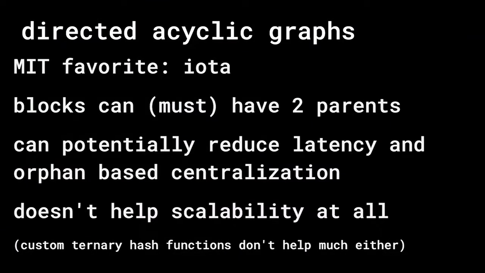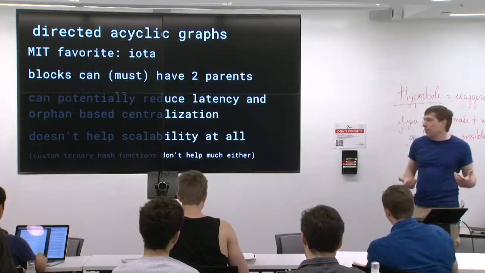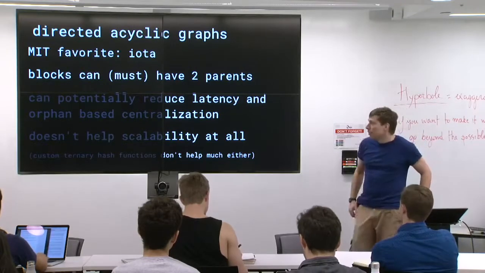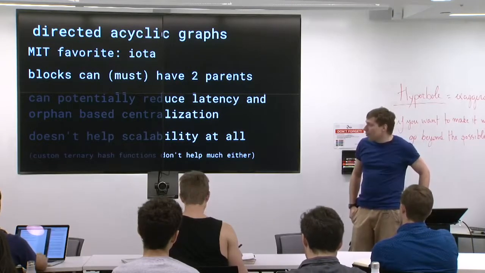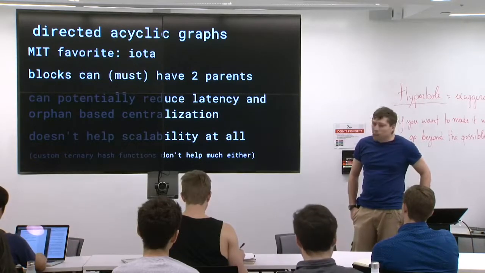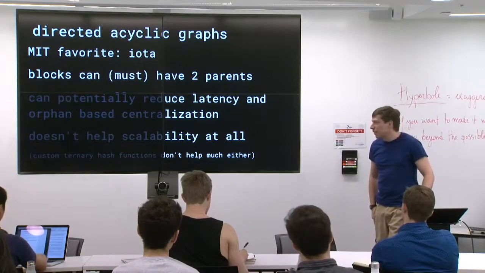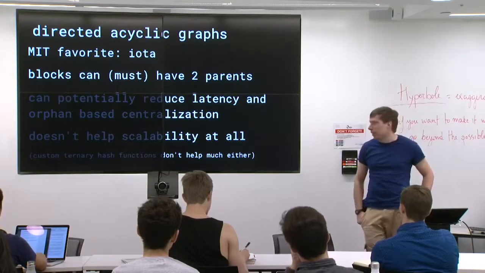And in the case of IOTA, their custom ternary hash functions also don't help much either. So that was sort of what we wrote about last year. They made all their own weird stuff. I don't know. So there are interesting ideas in directed acyclic graphs, but when they say, hey, this is more scalable, I get very suspicious, because it doesn't seem to help scalability. It does possibly help some other things.